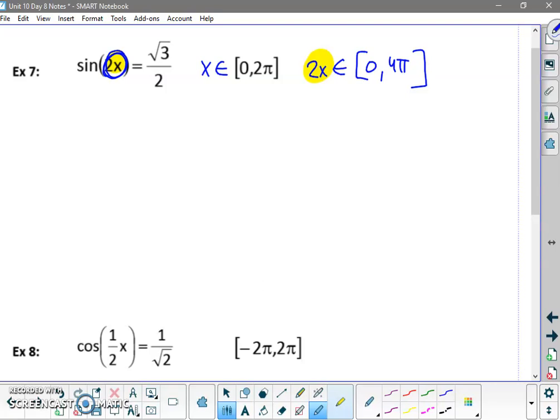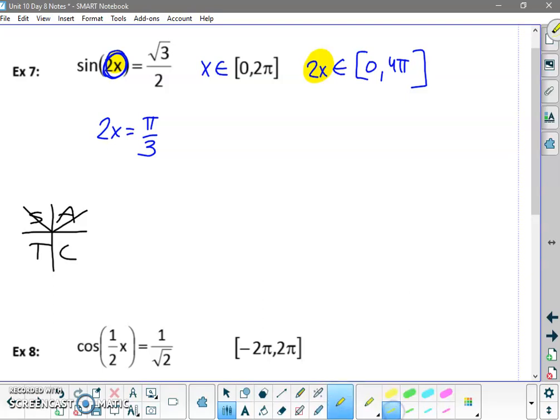That's 60 degrees, so this 2x is going to equal 60 degrees, which is pi over 3. Well, don't forget, let's think of our quadrants. ASTC, sine is positive, where? First and second. Now we have to go all the way to 4 pi, so what we're going to be doing now is we're going to be starting here, get a first quadrant, get a second quadrant, and then keep going all the way around one more time.